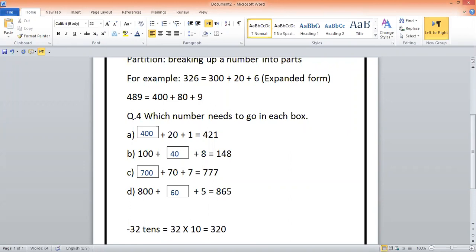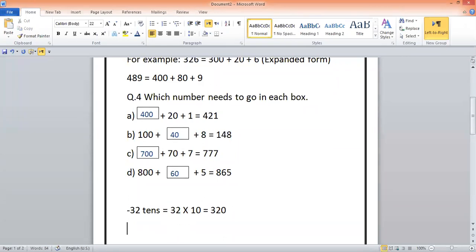The easy way to multiply any whole number by 10 is to write the same number and add 0 at the end of that number. So 32 multiplied by 10 equals 320.